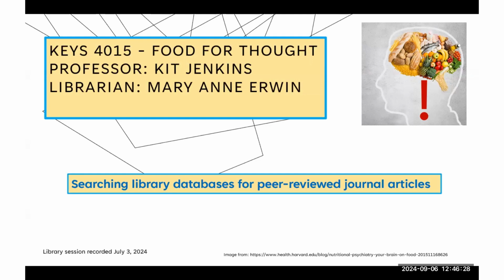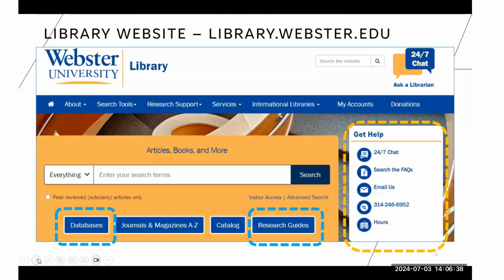In this video, we'll explore how to search library databases to find peer-reviewed journal articles, the academic sources most requested by Webster University faculty. On the library's homepage at library.webster.edu, you may find multiple ways to get help, including our most popular 24/7 chat with a real librarian.